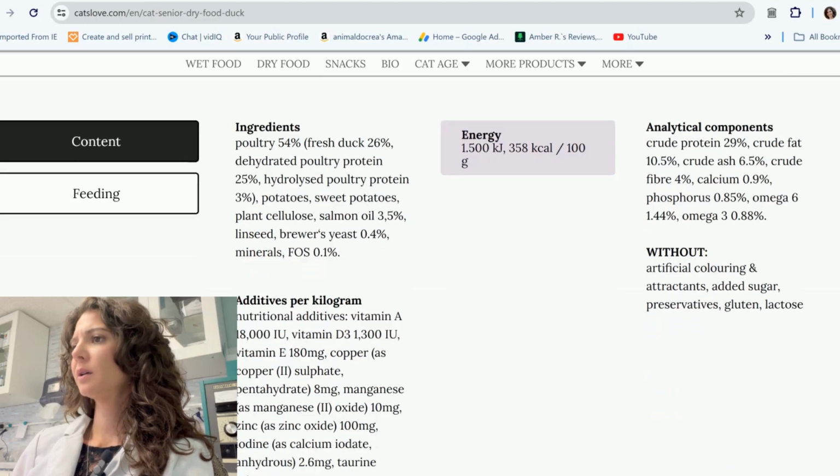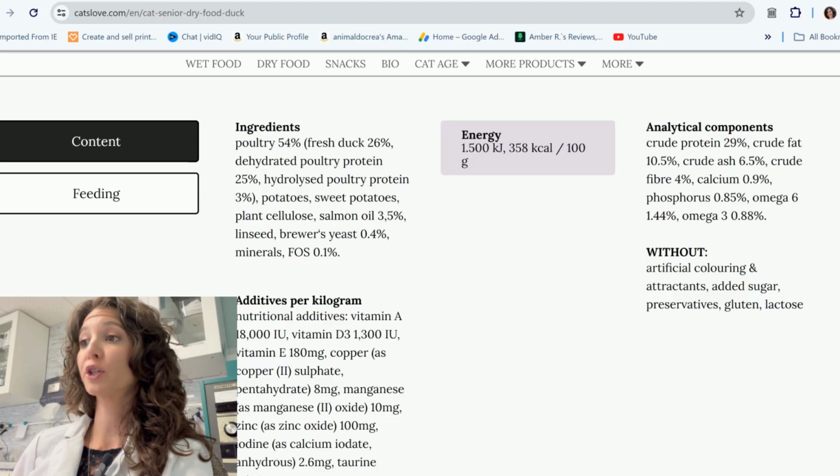So over here, we have the ingredients. Poultry is 54%, 26% of that is dehydrated fresh duck. Poultry protein, we've got some hydrolyzed poultry in there, potato, sweet potato, plant cellulose, salmon oil, brewer's yeast, etc.